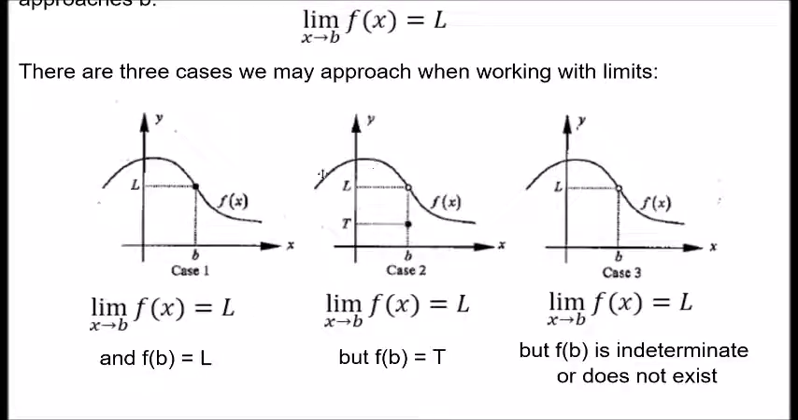The second case, as I approach b from the left and from the right, I approach this value of L, but my graph doesn't actually exist there. It's a hole. It actually exists somewhere else, which in this case is at t. The third case is similar to the second case, where there's a hole at f at b. However, it doesn't exist anywhere else on the graph either. So it just doesn't exist for whatever that b case is. This is when we call it indeterminate.